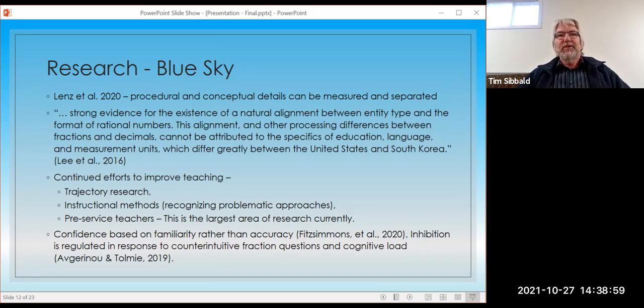There has been a lot more research around trajectories and the progression of learning that goes on, and whether you have to learn proper fractions before you learn improper. Do you need to understand proper fractions before you get into mixed fractions? There are lots of issues around that, as you can imagine, and there's been a lot of work around that. The largest area of research is for prospective teachers. That is the number one area of research.